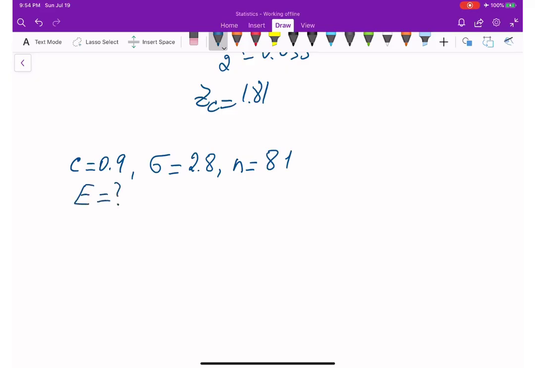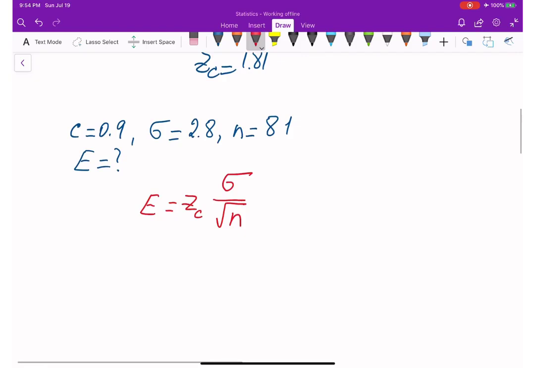When we solve a problem, we always start from the end. So if we need to find margin of error, first let's see what the formula for margin of error is. Margin of error is equal Z critical times sigma over square root of n, right? We have sigma, we have n. All we need to find out is Z critical, and we already know how to find Z critical, correct?